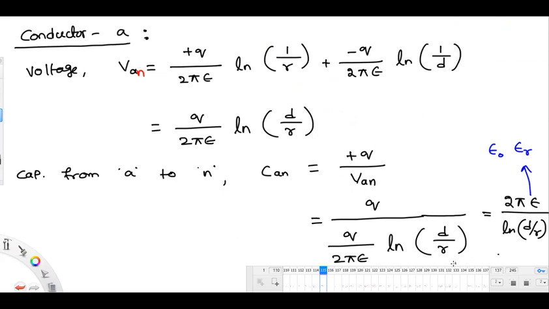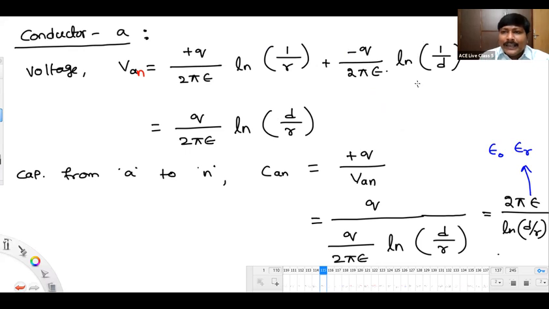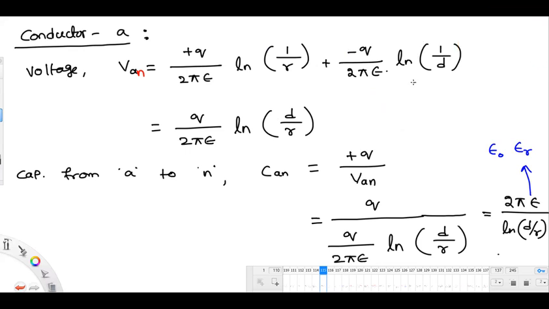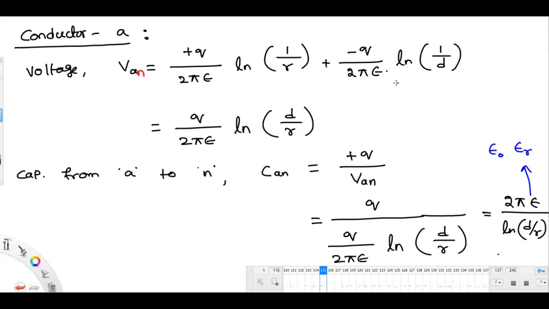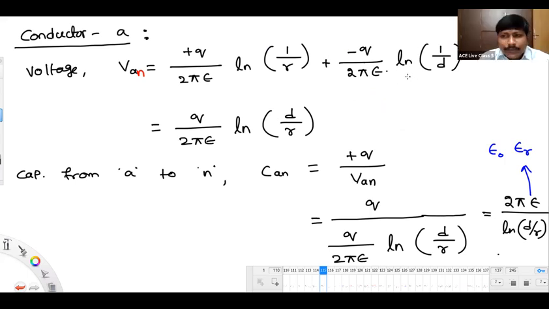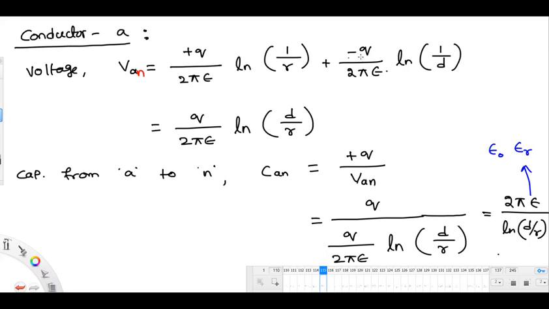Sir, in this we have taken d in a logarithmic term. D is here and r is here. So how will it be, sir? Oh, ln of 1 by r minus ln of 1 by d. So at both places there should be d or there should be r, sir. Then how can we take? I didn't get you, please elaborate what you are asking exactly. Sir, in the first term we have taken the natural log of 1 by r, and in the second term we have taken the natural log of 1 by d. So sir, how can we take the minus sign here? Different.